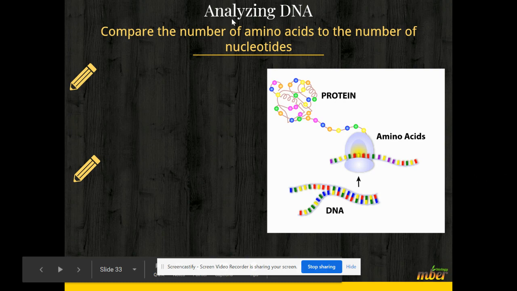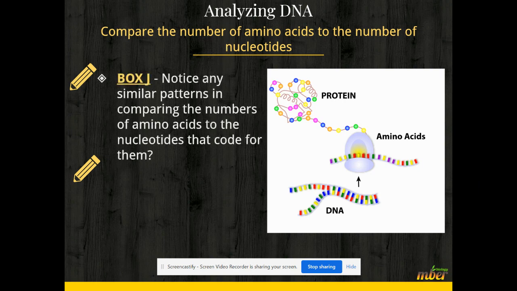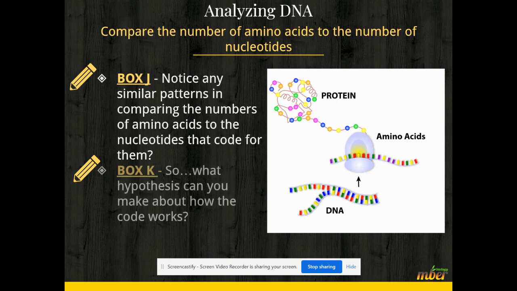Okay, analyzing DNA. Compare the number of amino acids to the number of nucleotides. So in box J, do you notice any similar patterns in comparing the numbers of amino acids to the nucleotides that code for them? You should, because I kind of gave it to you. So, what hypothesis can you make about how the code works? Write it down. This is what you think, so I'm not giving you the answer. I know it's really annoying, but I believe in you.